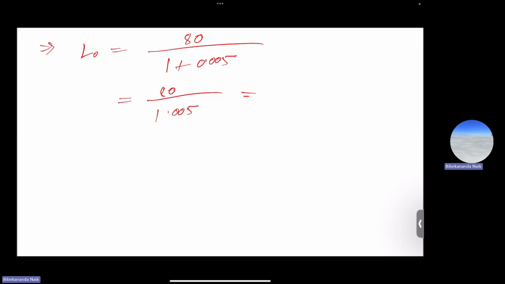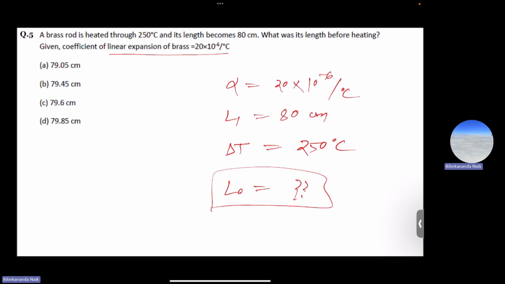If we solve it, it will be 79.6. So the correct answer is option C, 79.6. Since we need to find the original length, it will always be smaller than the length at higher temperature. So here it is less than 80, which is 79.6.